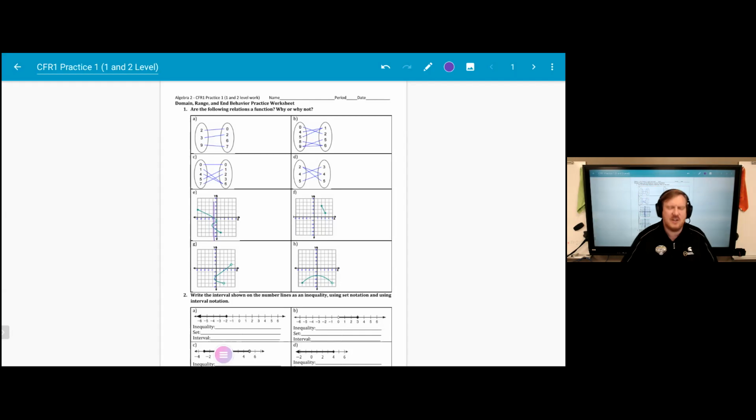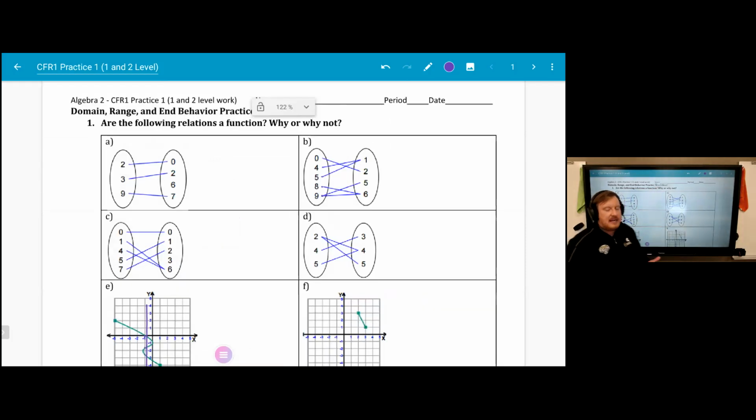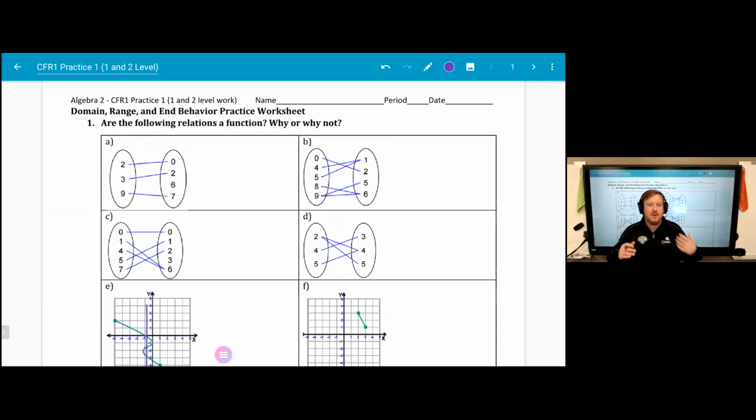It's also in the guided notes for CFR1. So let's take a look at this. This first part asks, are the following relations a function or not? This takes you all the way back to Algebra 1. What we're trying to get at is, does each input have exactly one output? That's what defines a function: each input has exactly one output.